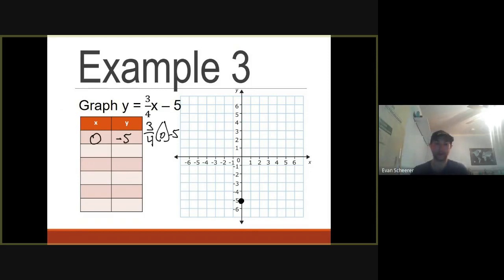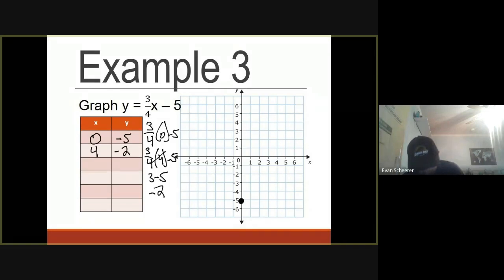There we go. Now, if I plug in 1, I get 3/4 minus 5. That's ugly. If I plug in 2, I get 3/2 minus 5. That's kind of ugly too. Let's plug in the number 4. The reason I choose 4 is because of the denominator. Look, 3/4 times 4 minus 5. Those 4's cancel out. We get 3 minus 5. 3 minus 5 is -2. So we get (4, -2).